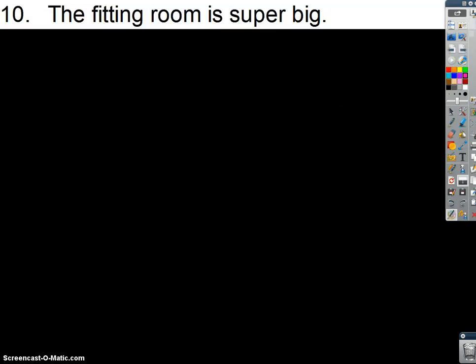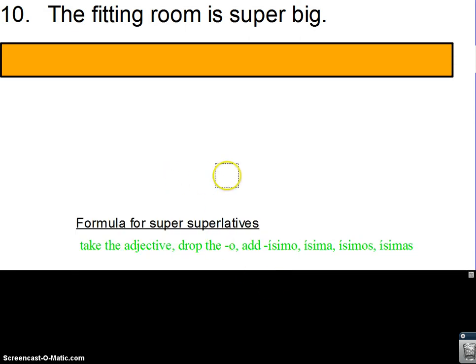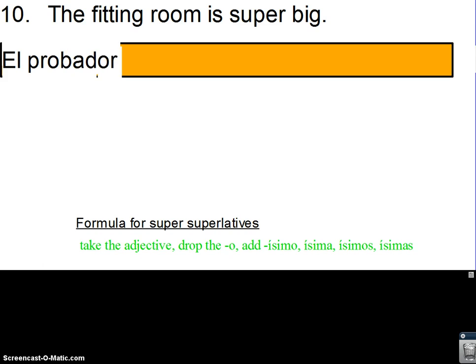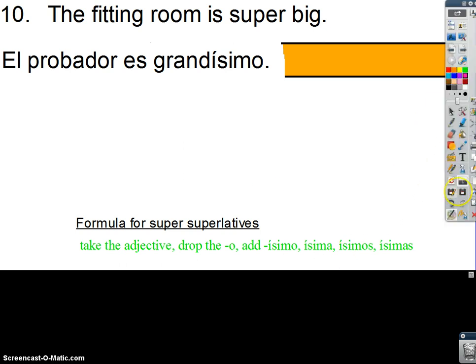Number 10. The fitting room is super big. This is a super superlative. Take the adjective, drop the vowel if it ends in one. So el probador es, what's big, grande. I know down here it says drop the O, but in your notes it says drop the vowel. So I drop the E and add isimo. I double check to make sure it matches, and it does, because el probador is singular and masculine.